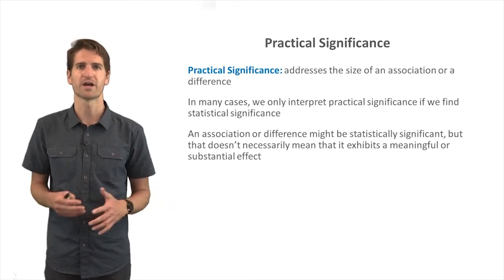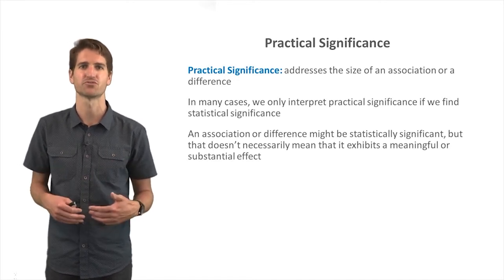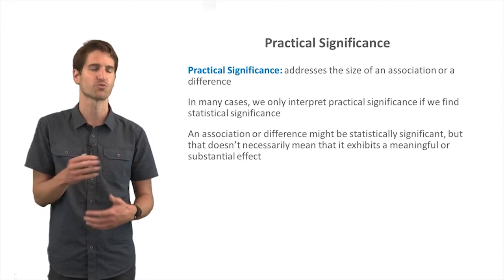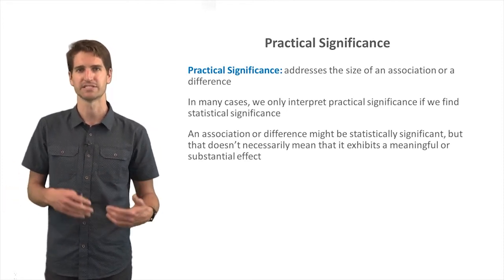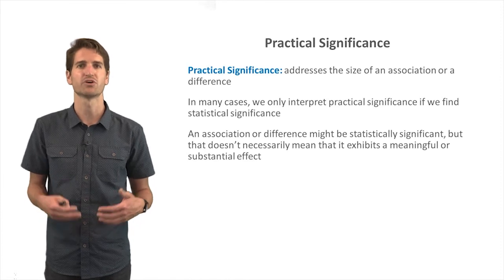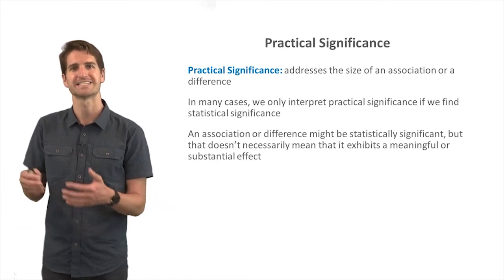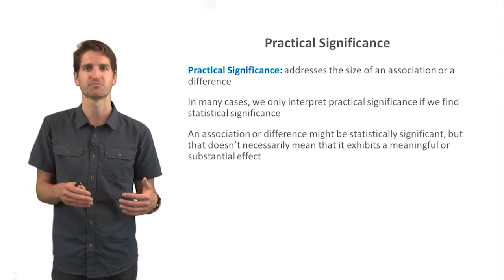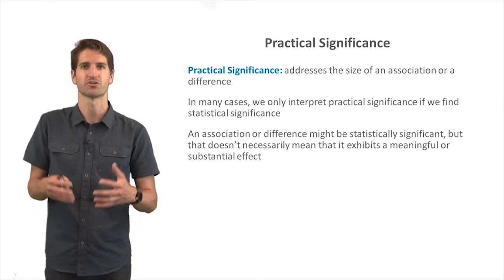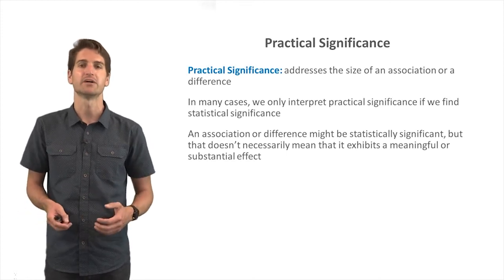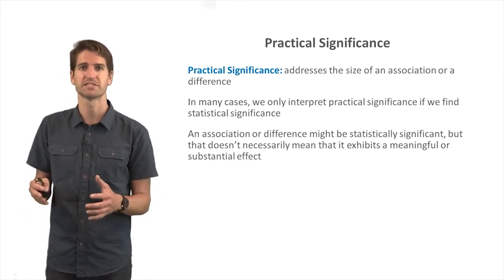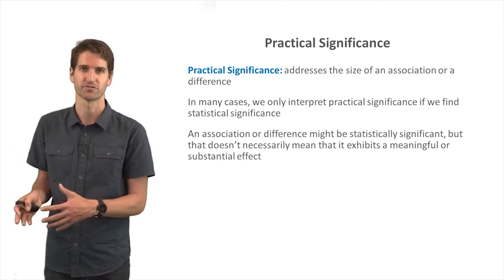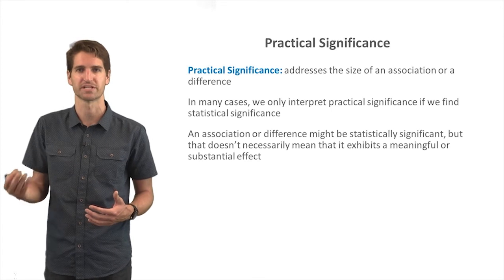If you recall, practical significance addresses the size of an association or a difference, whereas statistical significance is about whether or not an association or a difference seems to exist given the data that we have. In many cases, we only interpret practical significance if we find statistical significance. So we wouldn't interpret practical significance unless there's evidence that an association or a difference actually exists. An association or difference might be statistically significant, but that doesn't mean it exhibits a meaningful or substantial effect, and that's why practical significance is important to consider.